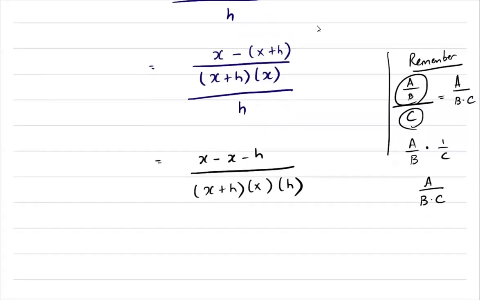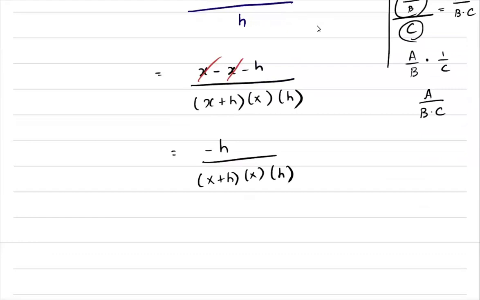Now at this step, I can cancel out common stuff. This and this goes away. So then my next step is written like this. It is going to be negative h over x plus h times x times h. Now you can see the numerator and denominator have a common factor, and that is h. Now I'm going to cancel this. I'm going to cancel this.